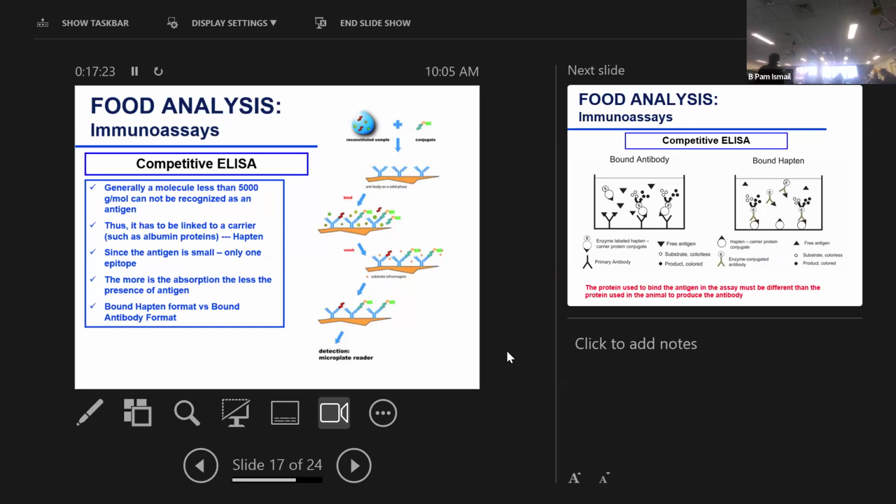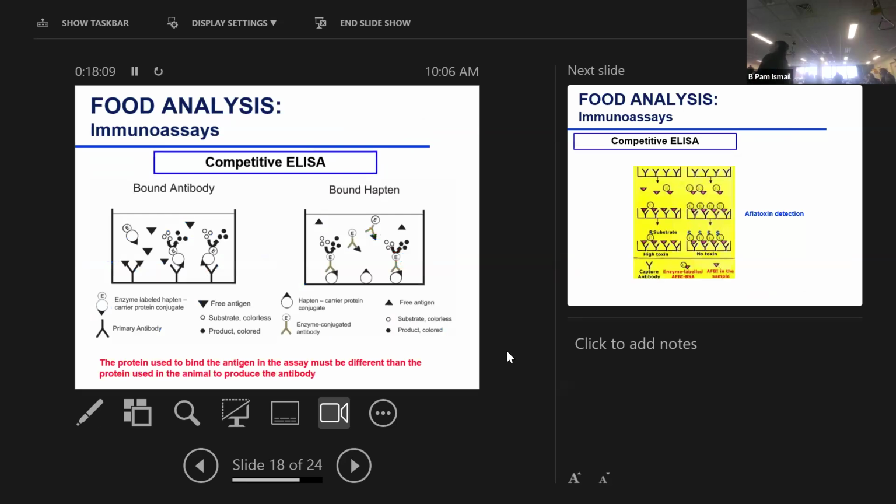So what this is saying is if the molecule is small, it cannot be recognized on its own as an antigen. You need a carrier. Usually you have a carrier that is a non-reactive protein, and together the carrier and the antigen is called a hapten. So small molecules require this carrier, and the carrier is not your target, just carrying your molecule of interest. So a hapten is generally a general protein attached to your small molecule.